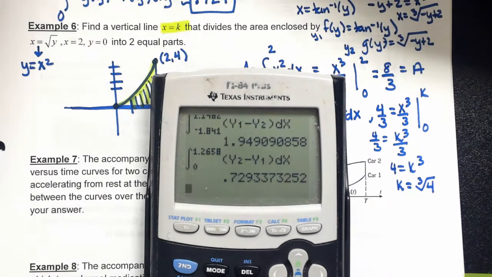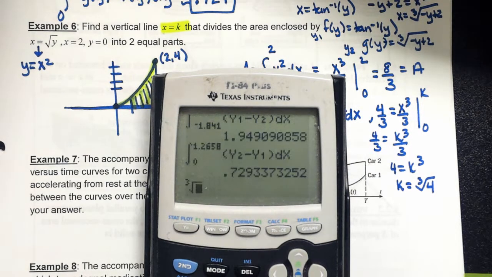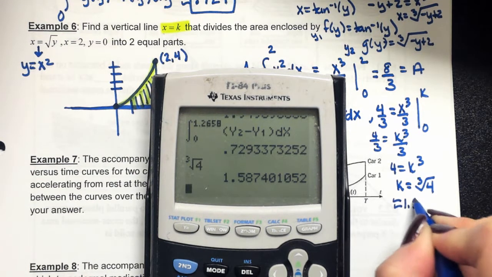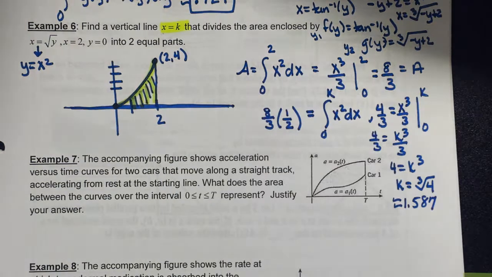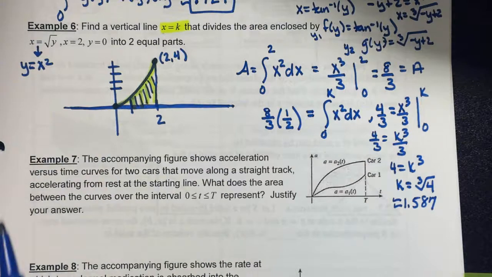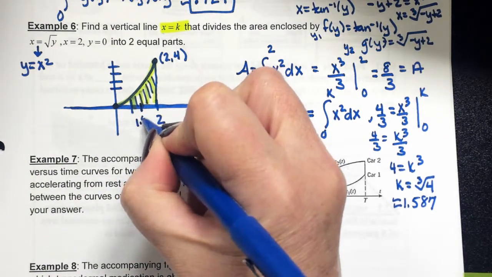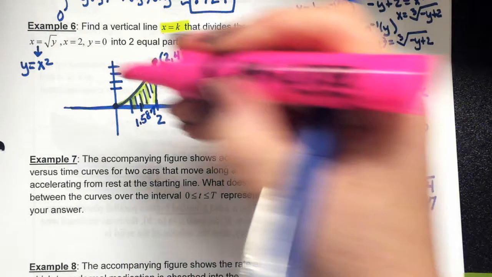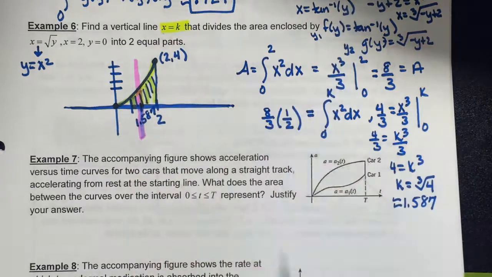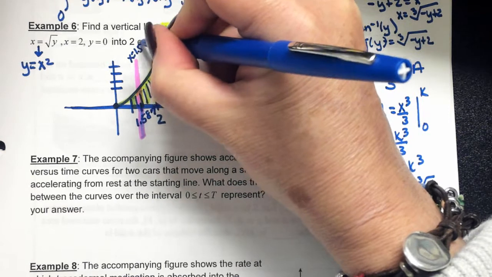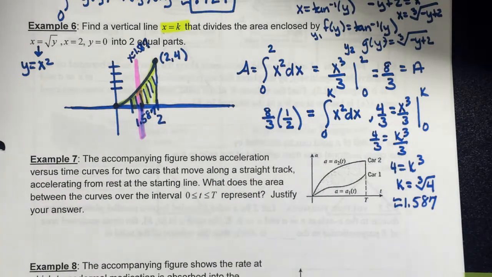So the cube root of 4, if I convert this into a decimal, is about 1.587. So what that tells me is, if I sketch a vertical line right here at 1.587, that would divide this region into 2 equal parts. So that's your line, x equals 1.587. So any questions on that example there?